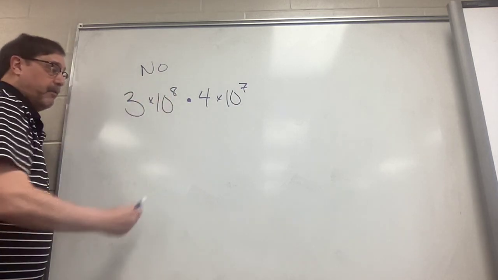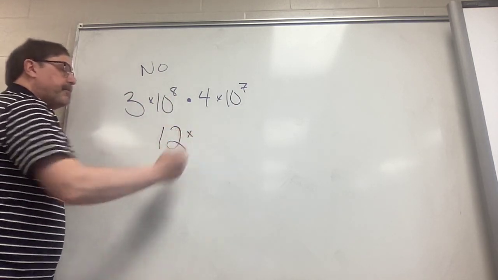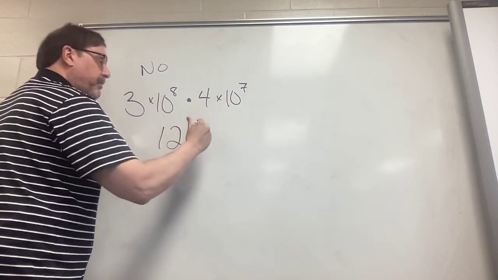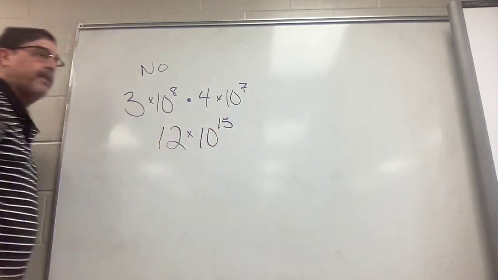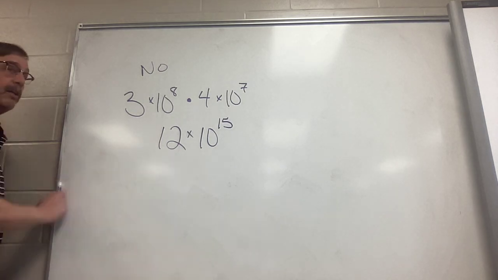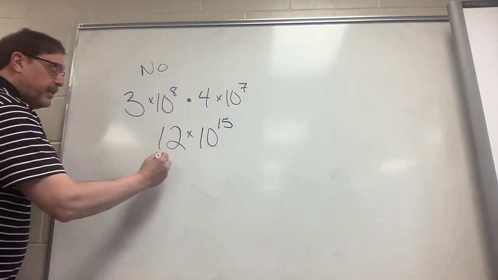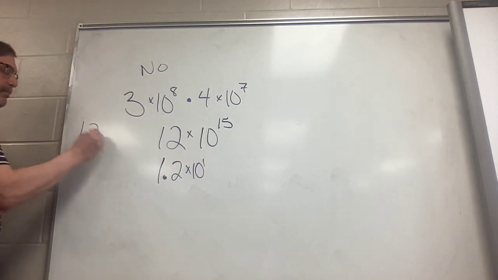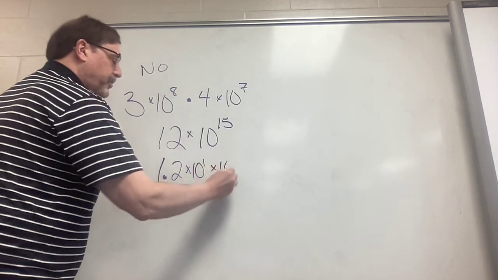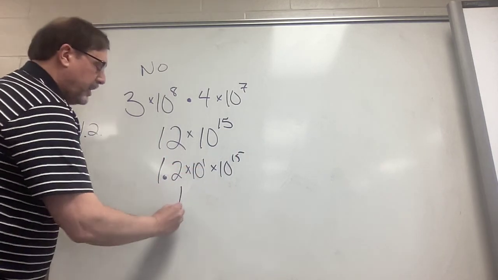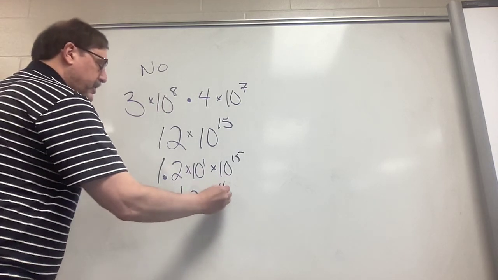Well, 3 times 4 is 12. When multiplying with the common base, you add the exponents, add the 8 and the 7, and it becomes 10 to the 15th. Please do not walk away, because you're not in scientific notation. This 12 has to be made into scientific notation, and it becomes 1.2 times 10 to the first. Move it once. Times 10 to the 15th. Now the final step, adding that 1 and the 15, and it's 1.2 times 10 to the 16th.